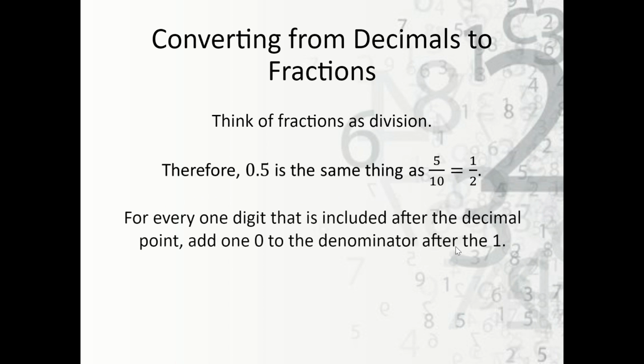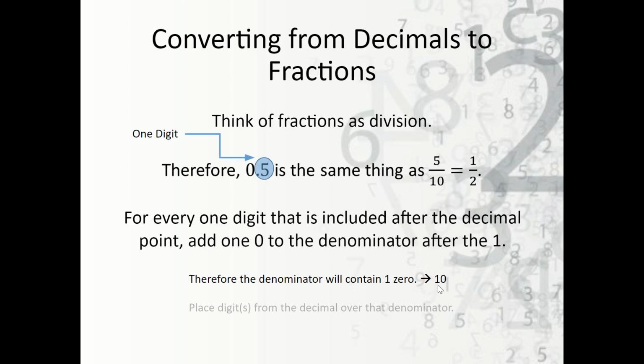So for every one digit that is included after the decimal point, add a 0 to the denominator after the 1. There's one number after the decimal point, so I know I'm going to have 1 0. So my denominator would be 10. And then I place this digit over the denominator, so it'll be 5 over 10.